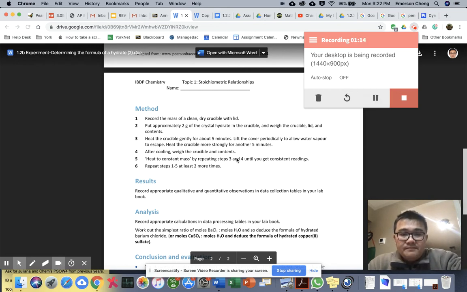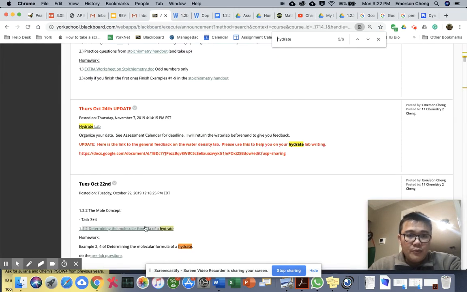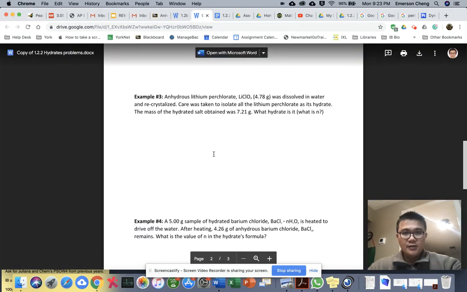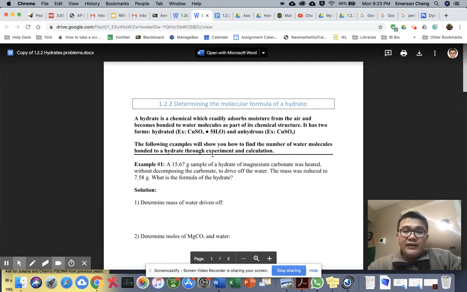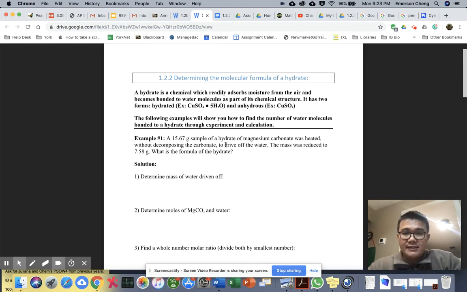So yes, you have to heat to constant mass. Hopefully this will ring some bells in terms of what you've done in the experiment. In terms of the calculation itself, this handout doesn't say much. However, if you go back, especially if you're in my class, to 1.2.2, Determining the Molecular Formula of a Hydrate, you will find this handout, which we've gone over in class. And this number is actually more realistic.